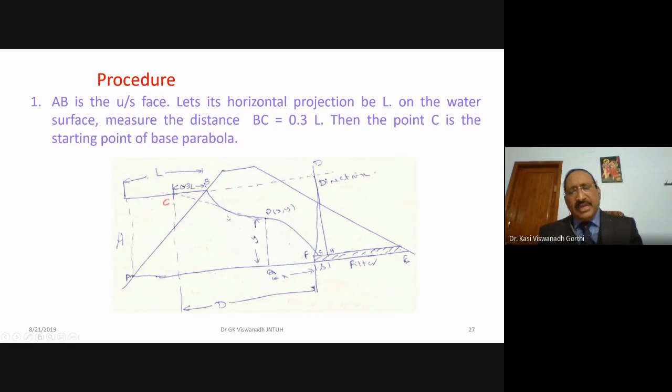The same figure is repeated here for your clear understanding. AB is the upstream face. Let its horizontal projection be L, as shown in the figure. On the water surface, measure the distance BC equal to 0.3 L. Then the point C is the starting point of the base parabola.